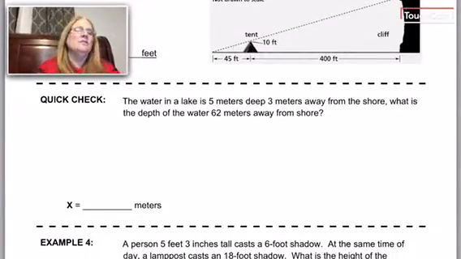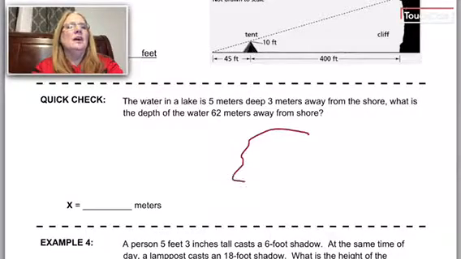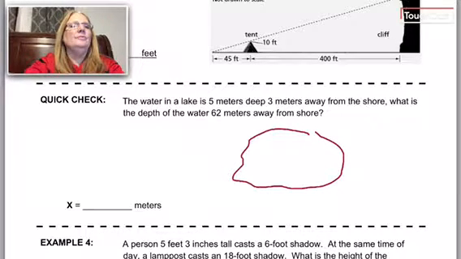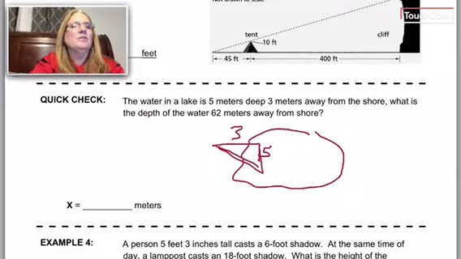On the quick check, I'm not the best drawer for something like this, but it says the water in a lake is 5 meters deep, 3 meters from the shore. What is the depth of the water 62 meters from the shore? So we just need two similar triangles set up. I'm going to call this the lake, and right here this is 5 feet deep, and this is 3 feet from the shore. Obviously my picture doesn't match very well.